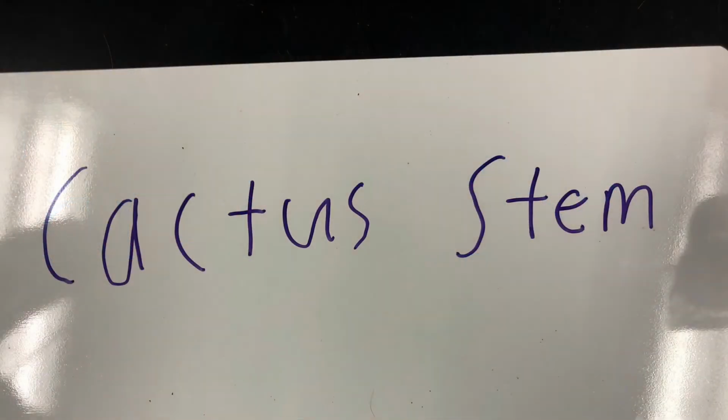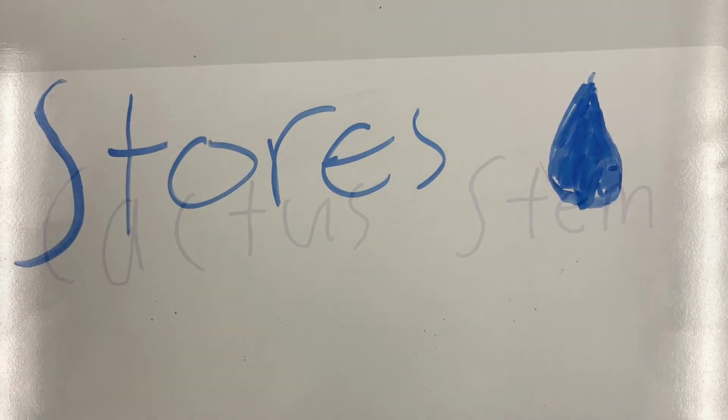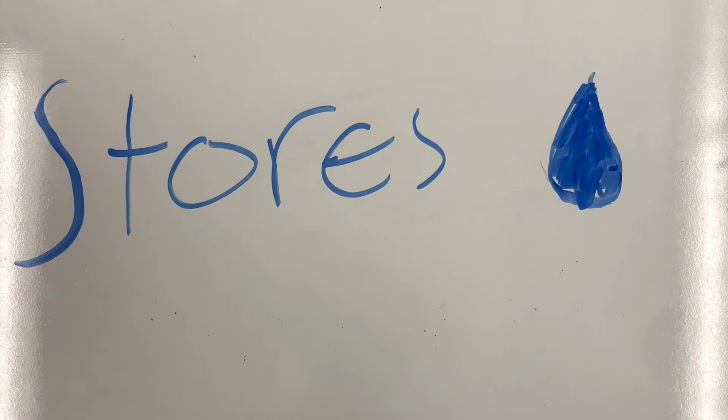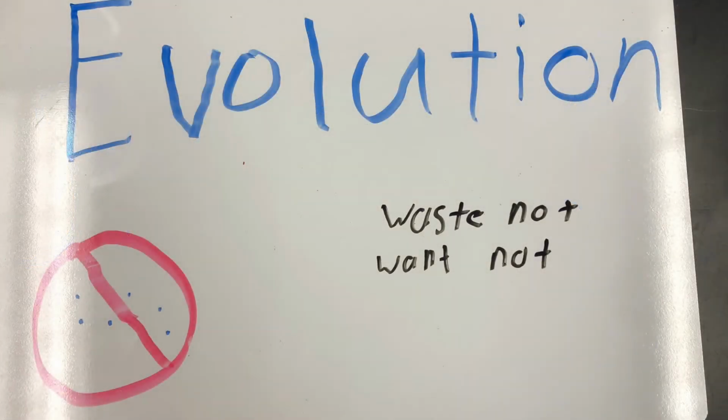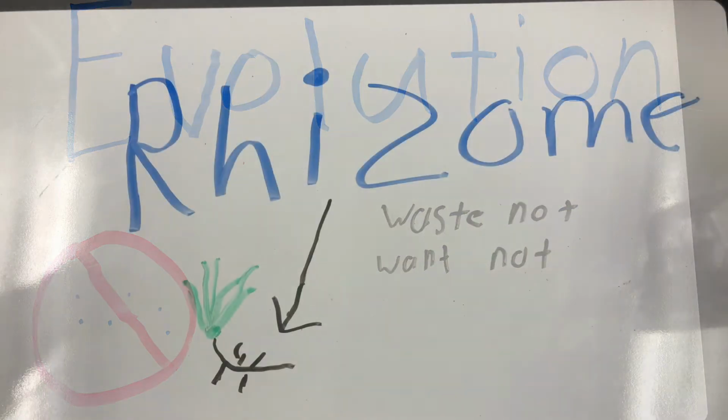Our next thing is cactus stems. It stores water. And then our first look at evolution here. Where they live, there isn't a lot of water. So basically, waste not, want not. So it developed to store water.